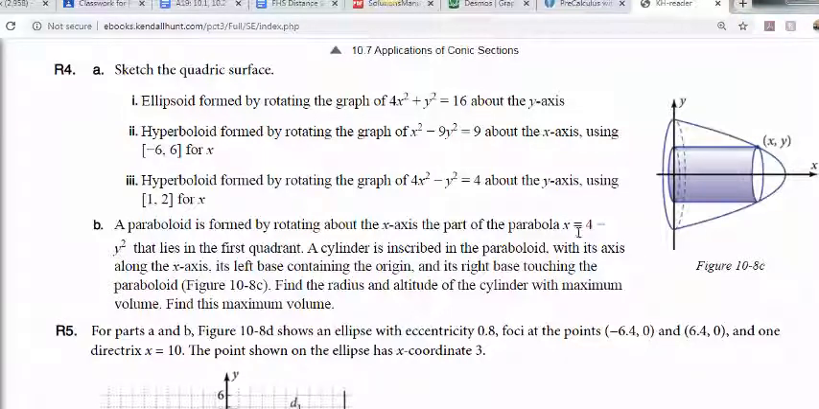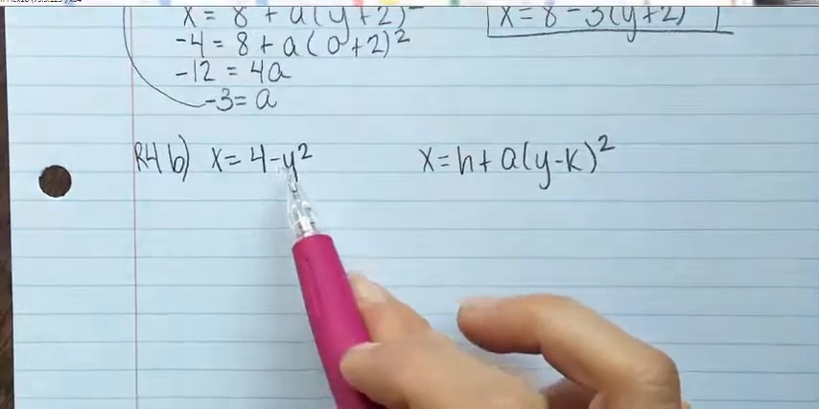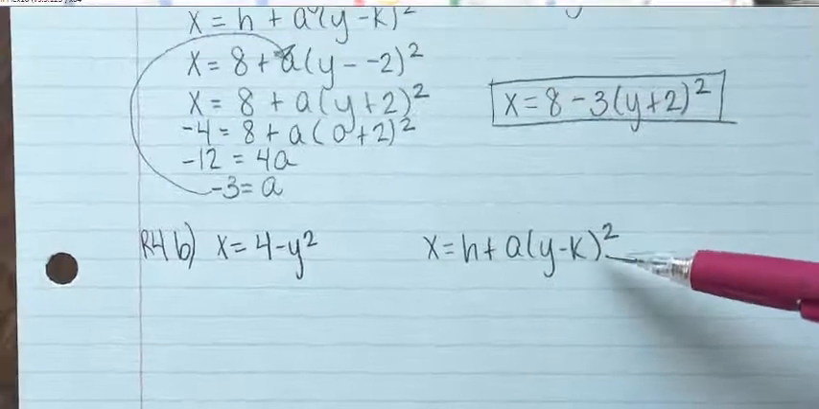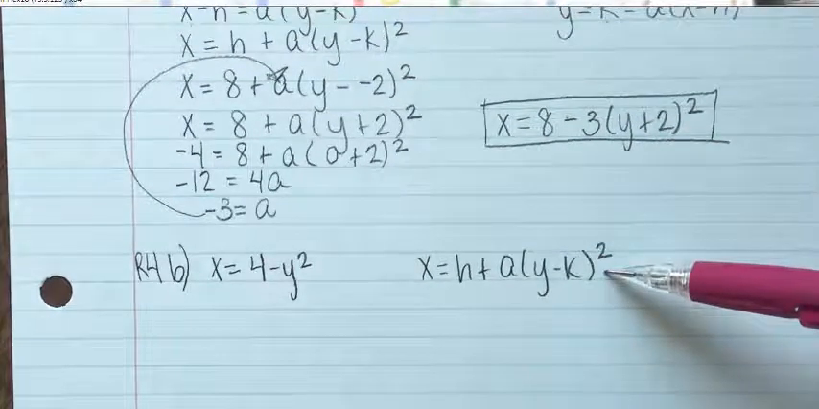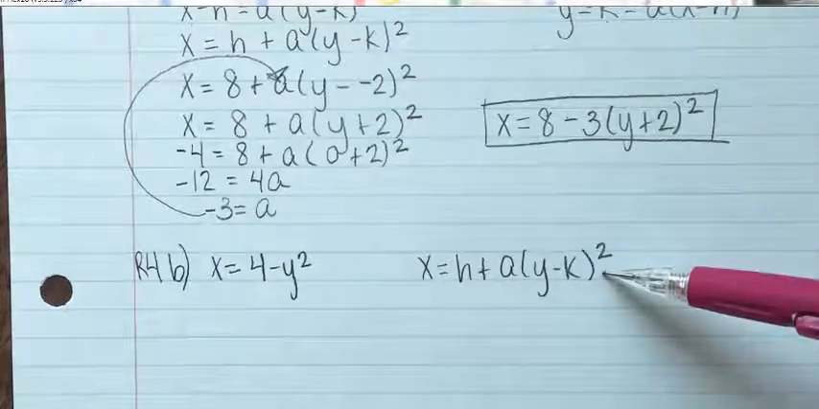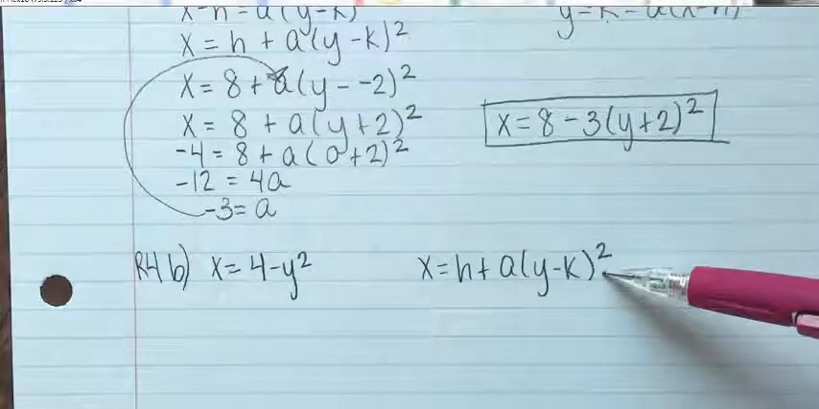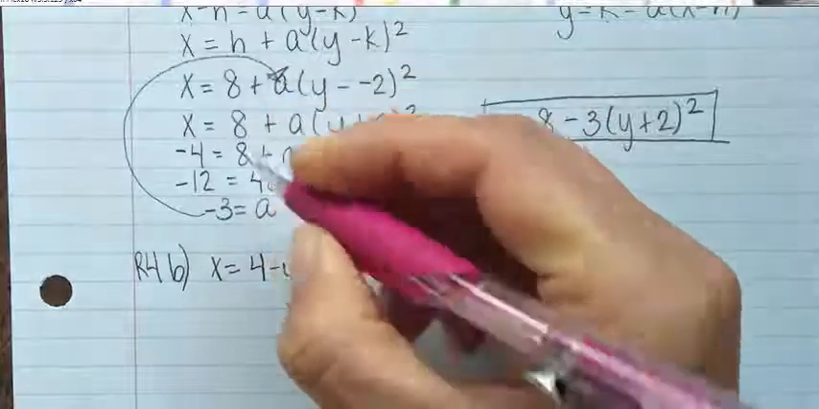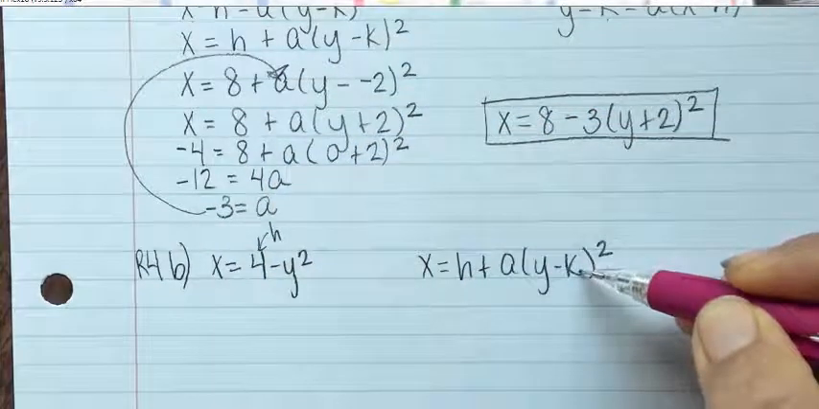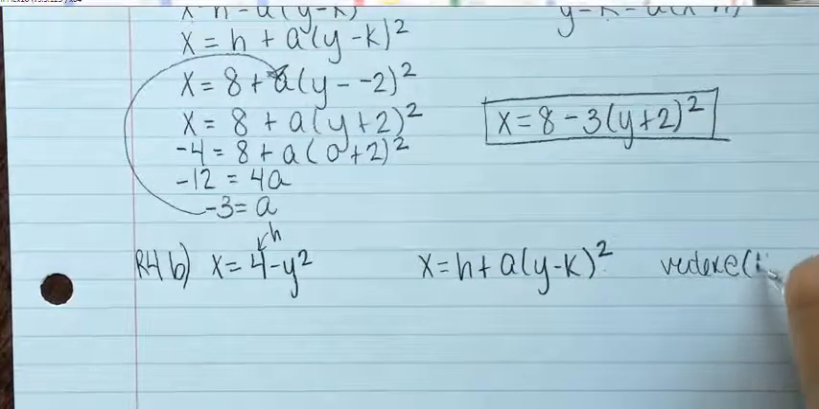Let's just talk about that parabola for a second. So x equals 4 minus y squared. That piggybacks right off of the previous equation that we were working with, right? So we've got a parabola opening in the x direction. If we compare it with the vertex form opening in the x direction, we can see that my h is 4, and I don't have a k, which tells me that the vertex of this thing is at (4, 0).